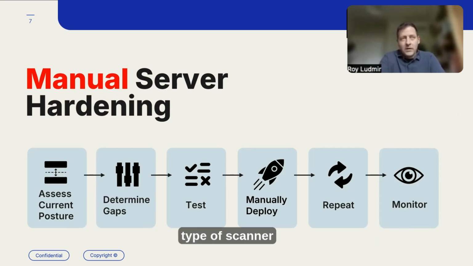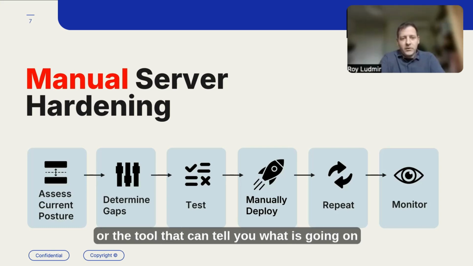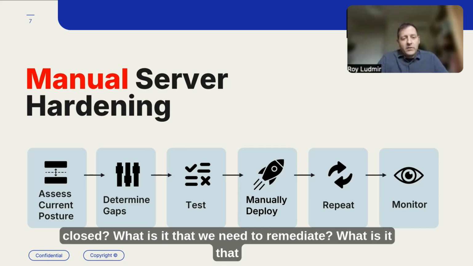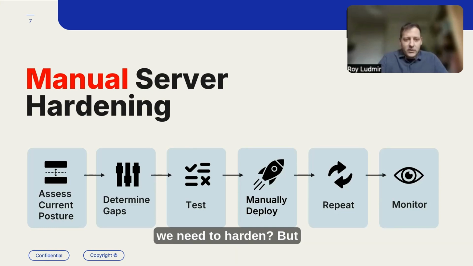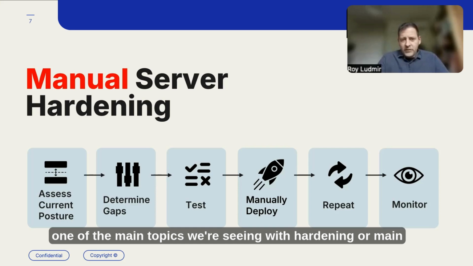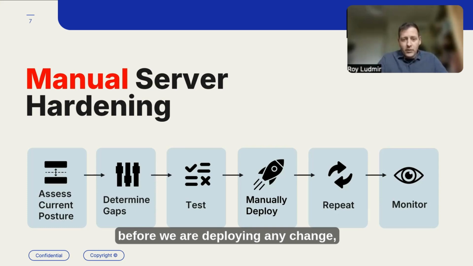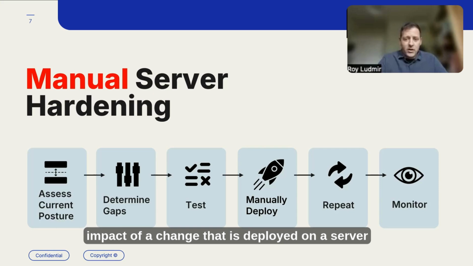You can take any type of scanner, audit tool that can tell you what is going on currently in the environment. And then the next thing will be determining the gaps. What is actually not closed? What is it that we need to remediate? What is it that we need to harden? But one of the main topics we're seeing with hardening, or main challenges, is actually related to the impact. So before we are deploying any change, we need to first test and evaluate what will be the impact of a change that is deployed on a server running in production.